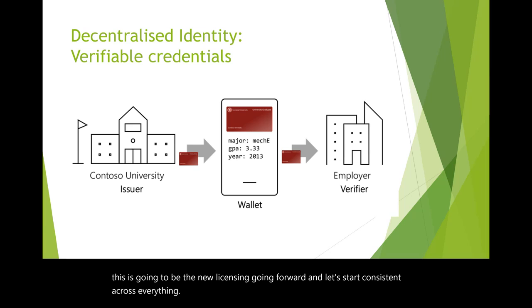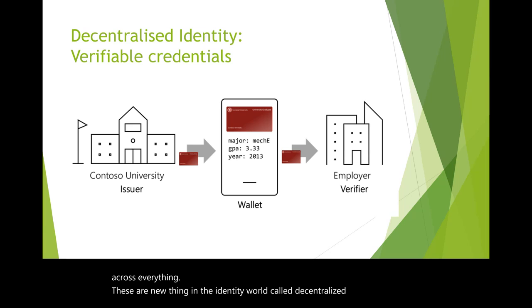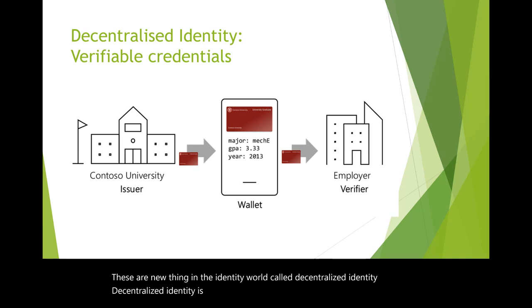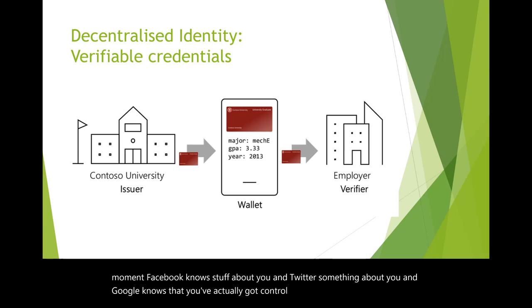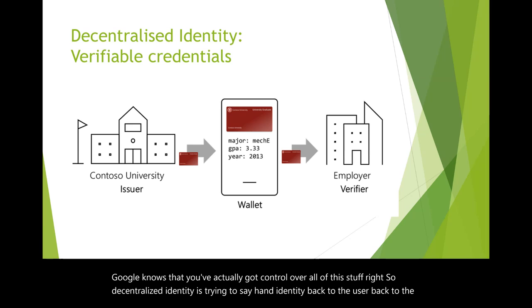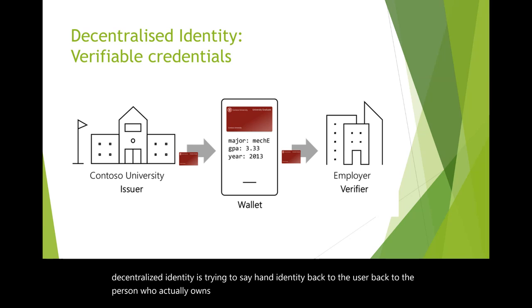There's a new thing in the identity world called decentralized identity. Decentralized identity is essentially that you own your own identity, because at the moment, Facebook knows stuff about you, and Twitter knows something about you, and Google knows something about you. You've actually got no control over all of this stuff, right? So decentralized identity is trying to say, hand identity back to the user, back to the person who actually owns it. So this is a whole new thing that's coming out.